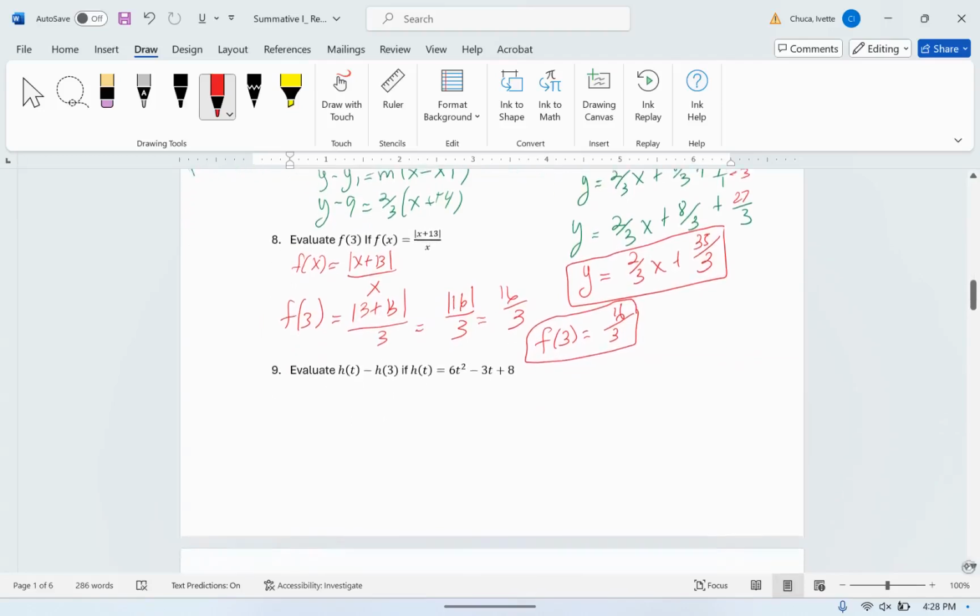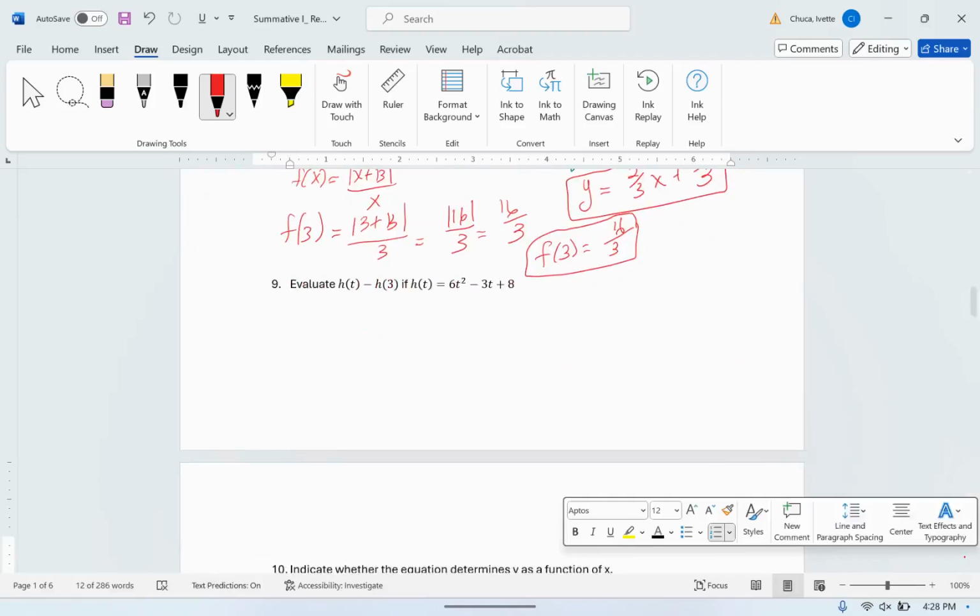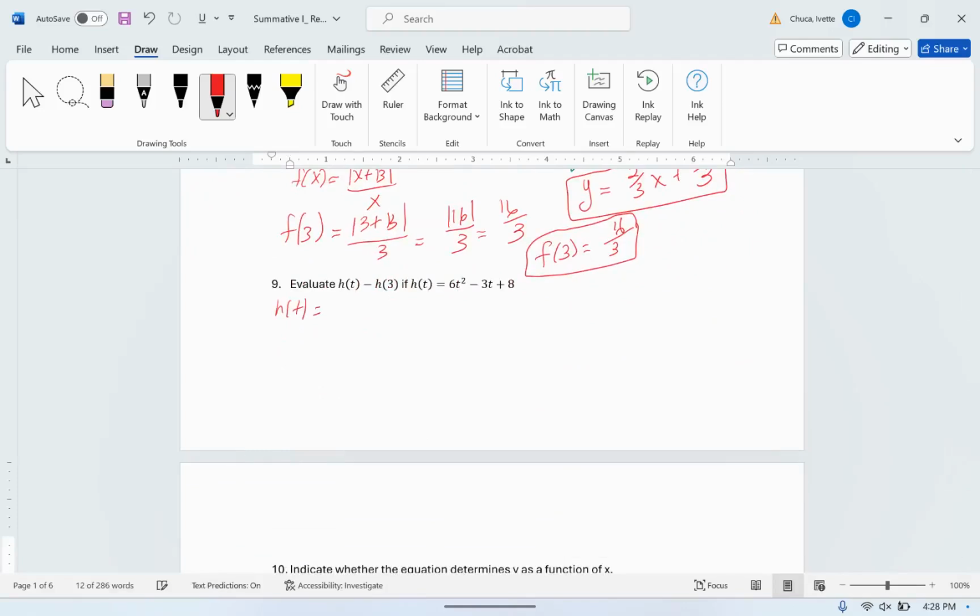The next one we have h of t minus h of 3. So first we can look at h of t. Well, h of t is just itself. And then h of 3, we're going to plug in a 3 everywhere that we see a t. So 3 squared is 9, times 6 is 54. Negative 3 times 3 is negative 9, plus 8. So 54 minus 9 plus 8 is minus 1. So we end up with 53.